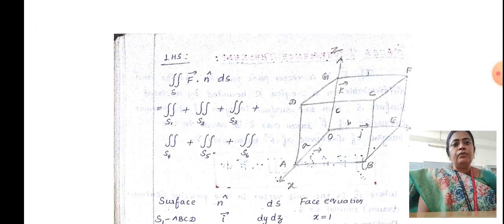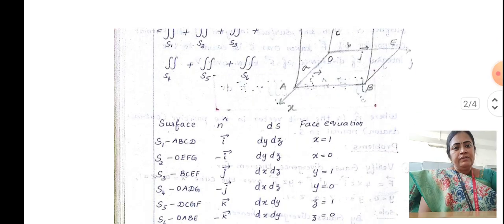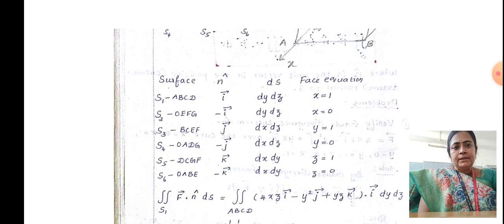Next let us solve for the left hand side solution. What is our left hand side? Double integral over S f vector dot n cap into ds. Here the surface integral is divided into 6 portions, S1, S2, S3, S4, S5, S6. Our n cap is nothing but, for the upper portion, plus i vector and for the lower portion, minus i vector. Similarly j vector, minus j vector and k vector and minus k vector.